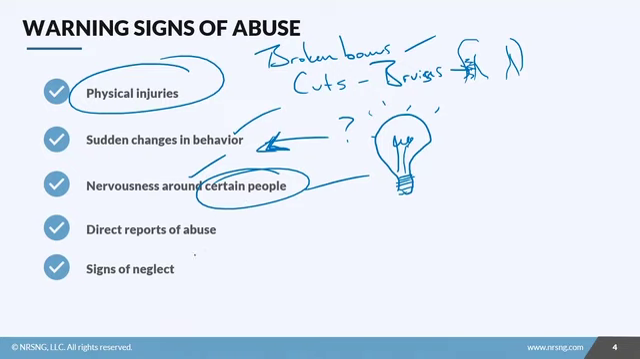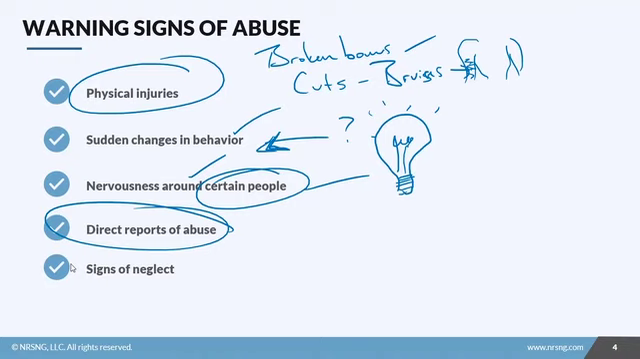Another warning sign of abuse is going to be a direct report of abuse. If you have a patient that comes to you and says, I'm being abused, they are hitting me, they are assaulting me, they are raping me, they are doing any one of these things, that is a sign. And that is something you need to go to the right people for, and we're going to talk about that a little bit later. But make sure that if they tell you they're being abused, you take it for that, that they're being abused, and you need to report it to those right people.